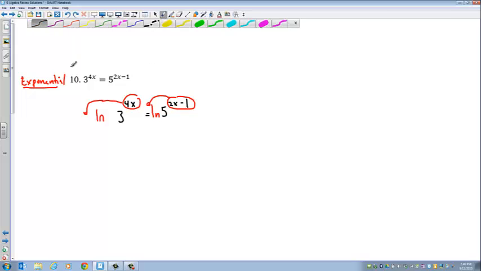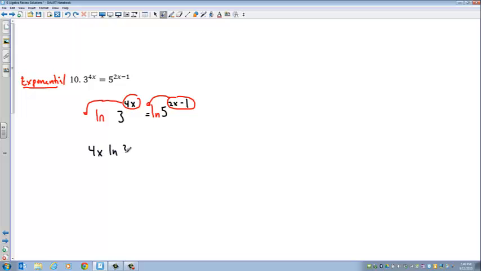So the 4x will come down in front, so you get 4x ln of 3 equal to 2x minus 1. Let's put parentheses around, so it's the whole thing, times ln of 5. Okay. Then from here, you want to solve for x, so we need to unlock the x stuff inside here, so the left side stays the same, so you have 4x ln of 3 equal to, now you're going to multiply through by the ln of 5, so ln of 5 times 2x, so you have 2x ln of 5 minus 1 times ln of 5, so times ln of 5.